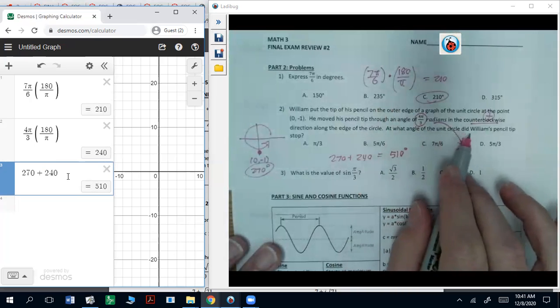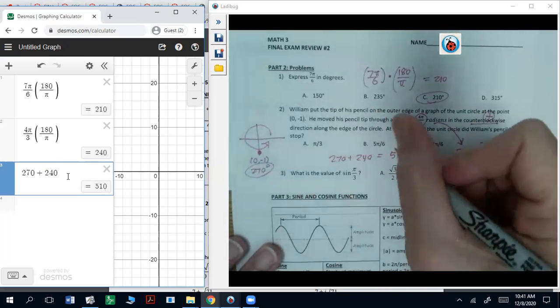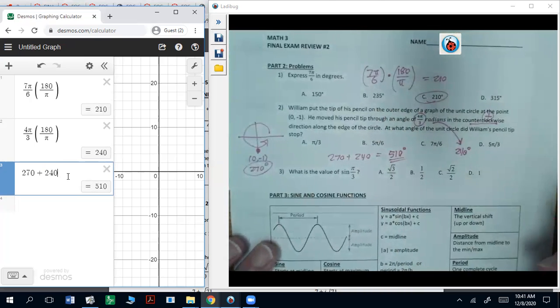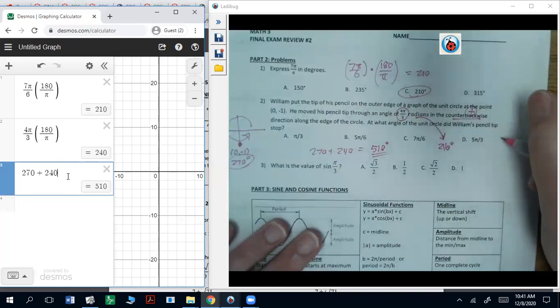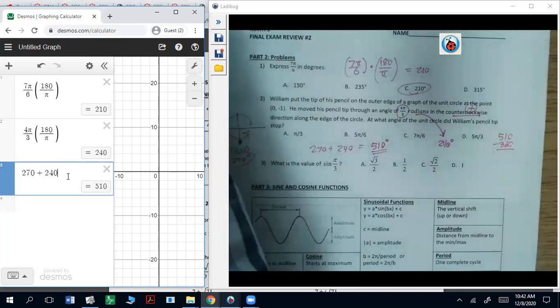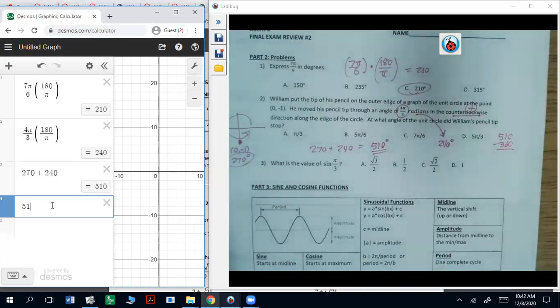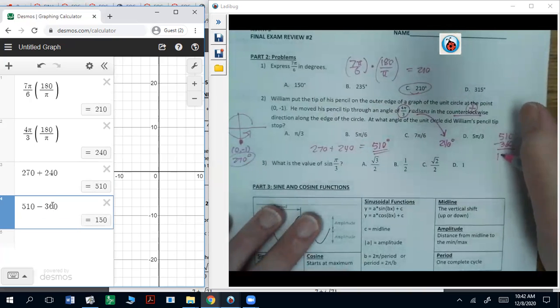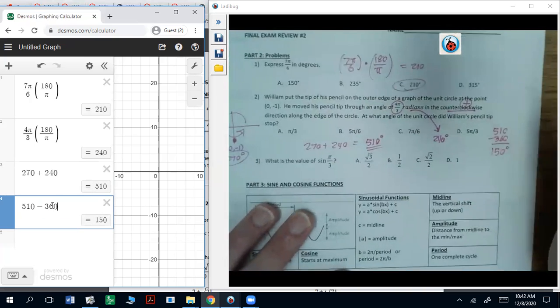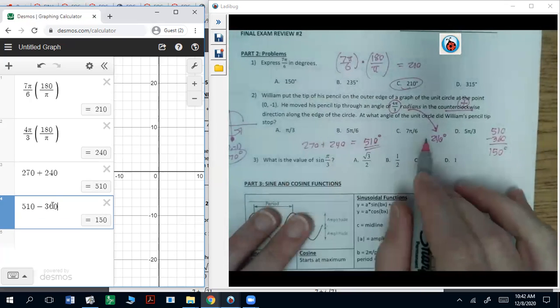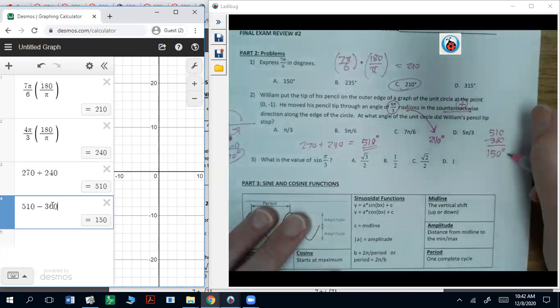It says, at what angle on the unit circle did William's pencil tip stop? Well, 510 is not on the unit circle, so we want to subtract 360 from that. So 510 minus 360, and that's going to give you 150 degrees. So we're going to convert this to radians by multiplying by pi over 180.